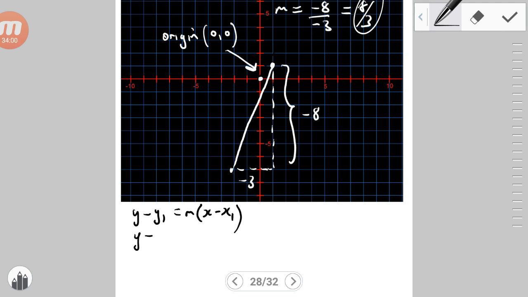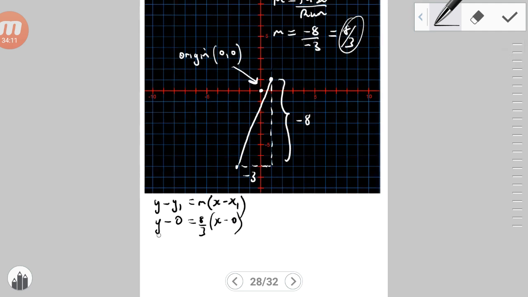But just for the purpose of the video, y1 here is going to be 0. M is going to be 8/3. X minus x1 is going to be 0. So that works out nicely to be y minus 0 is equal to 8/3x. 8/3 times 0 is 0. So if we transpose here, we're going to end up with y is equal to 8/3x plus 0. Sorry, pardon me, that's minus 0.